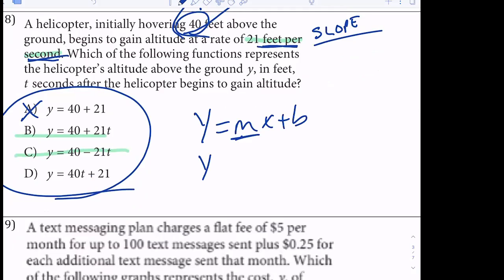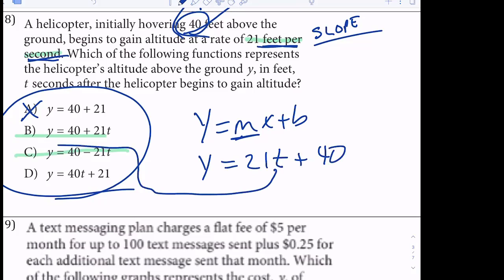There's no reason to hurry. I'd rather you be accurate. All right? y equals what? 21 what? No, 21. Okay, thank you. t plus what? 40. Exactly. Because in this case, t is time. So I'm happy. If you knew the answer was B, that's great. All right, that is good.